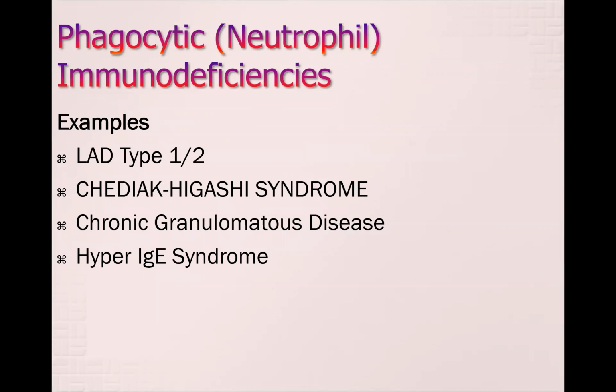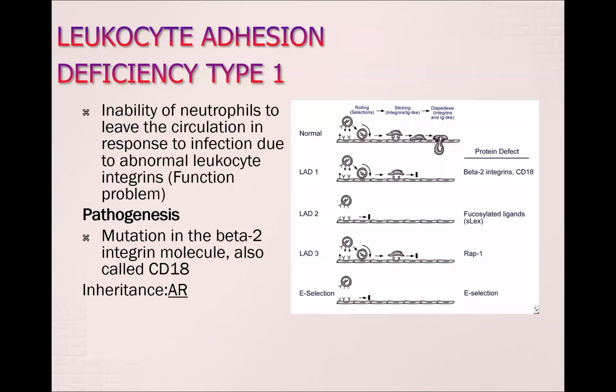All right, so the 4 that we'll talk about are LAD type 1 and type 2, Chediak-Higashi syndrome, chronic granulomatous disease, and hyper-IgE syndrome. So LAD is kind of the one that everybody knows from pediatrics that you guys learned about during your 3rd year, that results in problems with the leukocyte extravasating out to where it needs to be. And so I think this picture, this graphic, hopefully helps you guys to see kind of what the problem is.